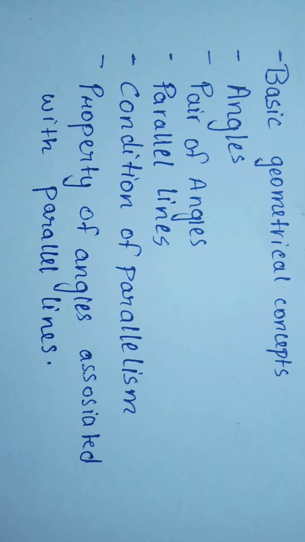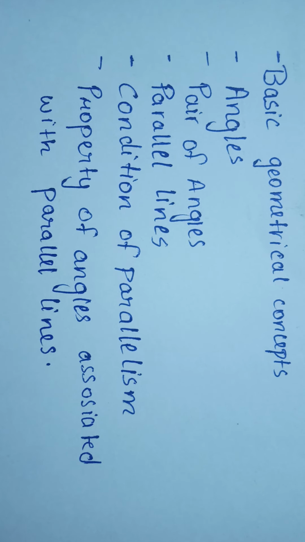Next comes the angles. So in this lesson, the lesson is mainly based upon the angles. We will learn about the angles and their pair of angles. About the angles classified according to their degrees and pair of angles, parallel lines, condition of parallelism and property of angles associated with parallel lines. We will learn about geometrical concepts, about the angles we'll learn, and if we'll get what are angles, then we'll learn what are the pairs of angles, and then we'll come to the parallel lines.